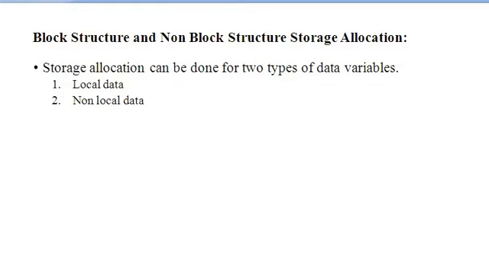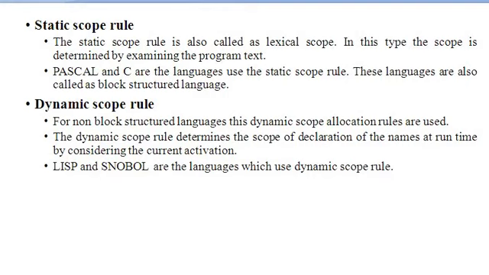While access to non-local names, a procedure may sometimes refer to variables which are not local to it. Such variables are called as non-local variables. For the non-local variables, there are two types of rules that can be defined: static scope rule and dynamic scope rule. The static scope rule is also called as lexical scope. In this type, the scope is determined by examining the program text. Pascal and C are the example of static scope rules. These languages are also called as block structured language.